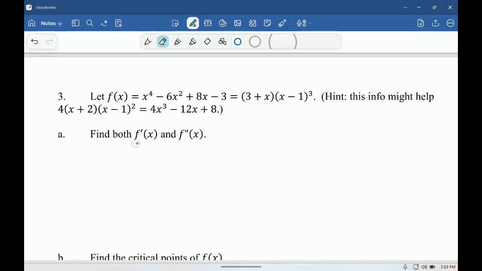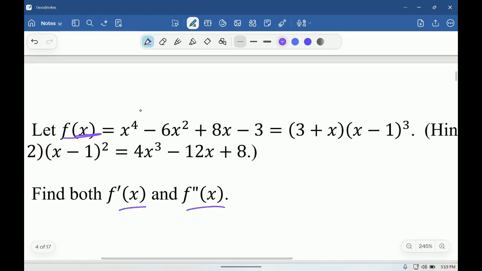First question, we're going to have to find the first derivative and second derivative of this equation. To find the first derivative, we have to multiply this 4 times 1 because 1 will be here. That'd be 4. Then 4 minus 1 equals 3. So this would look like 4x to the third.